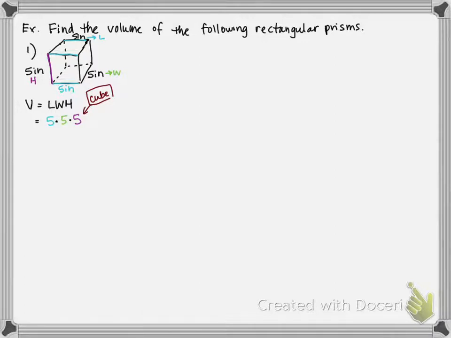So then we just start doing math, and I get 5 times 5 is 25, and then times 5, and then that's going to give me 125. So then I'm going to add my label, and this one's going to be cubic inches. So even though I say the cubic part first, the exponent comes last. Okay? All right, let's try another one.